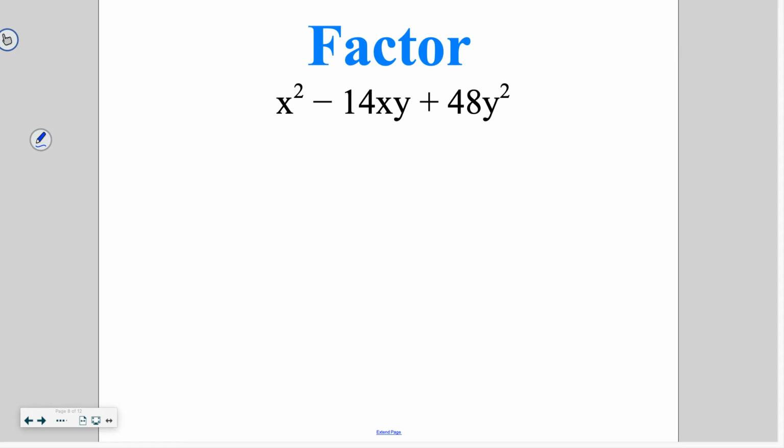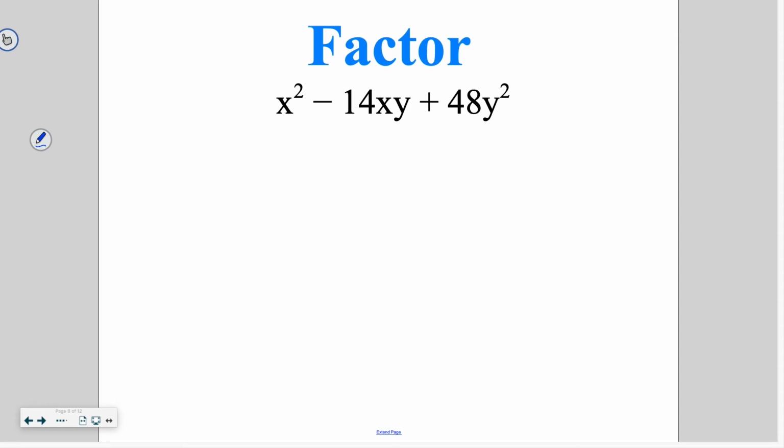Next one we're going to look at, x squared minus 14xy plus 48y squared. First thing we look for, GCF. There is no greatest common factor. Now we're in the three-term case, so we're looking at trinomials. This front part is a perfect square. This back part is not, so we can't use perfect square trinomials.